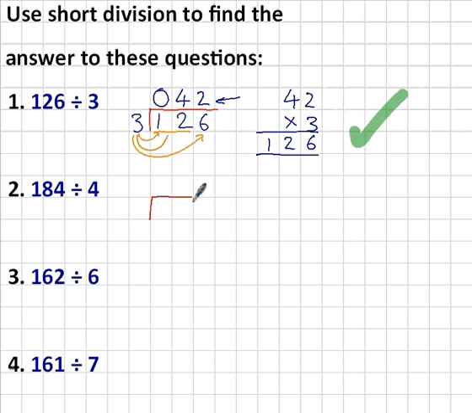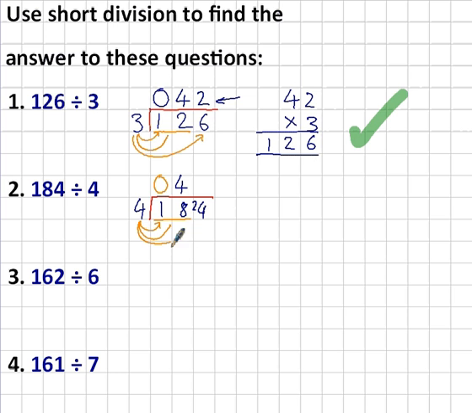184 divided by 4. How many times does 4 go into 184? Okay, working from the left. 4 into 1 doesn't go. 4 into 1 goes 0 times. How about 4 into 18? Yep, 4 into 18 goes 4 times. 4, 8, 12, 16. It goes 4 times, and then there's a remainder of 2. So I'll put that next to the 4.